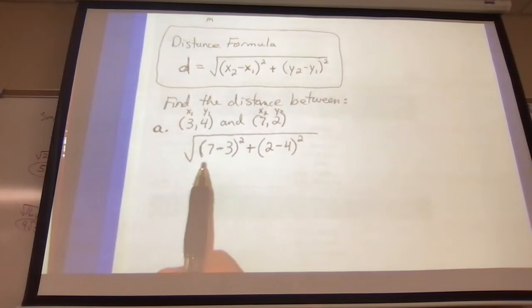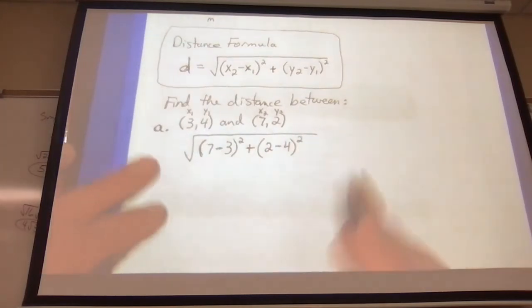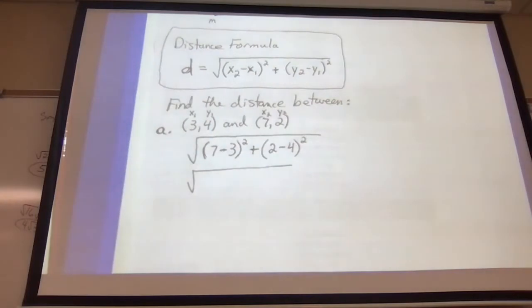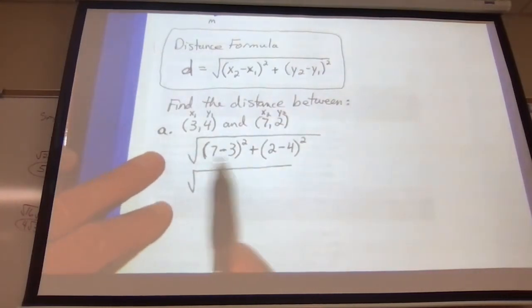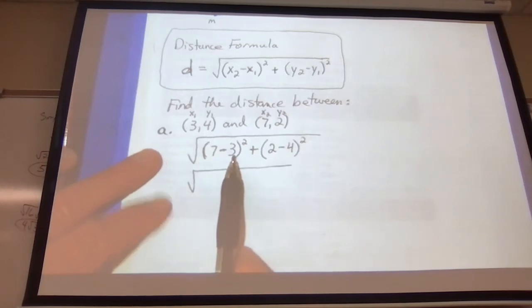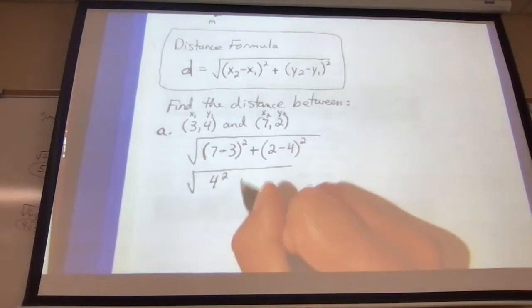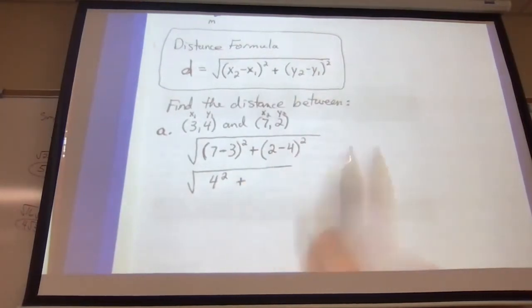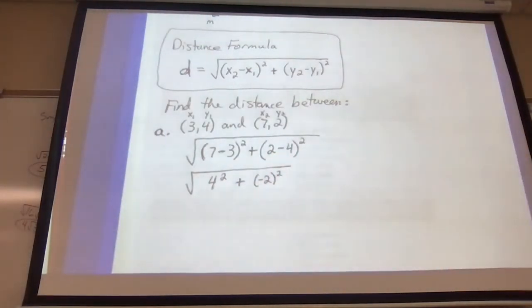Now, before I go any further, are there any questions where I got this part right here? Okay, now once you get to here, you're really doing the exact same thing you did on that Pythagorean theorem method. First thing you'll do is figure out the length of one side. 7 minus 3 is 4. So we get 4 squared here. Add that in our parentheses. 2 minus 4 is negative 2. Square that.